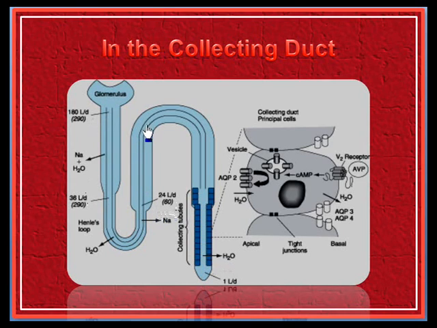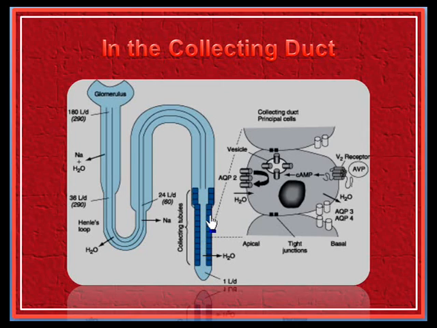Further loss of solute, and then in the collecting duct further loss of water, and finally around 15 liters of fluid is presented to the collecting duct. From 180 liters the fluid is brought down to 15 liters, and urine has to be reduced from 15 liters to 1 or 1.5 liters per day, and this is the role of the collecting ducts.